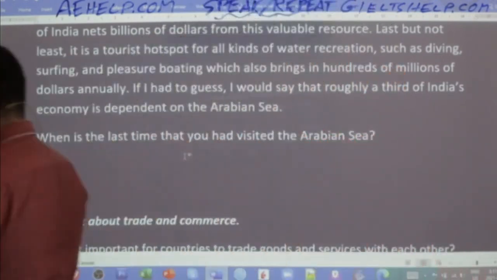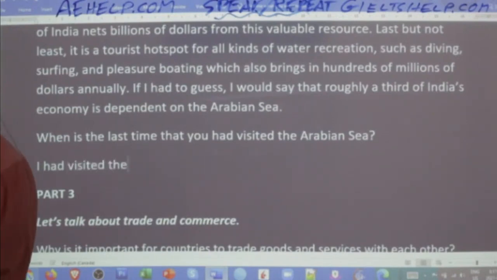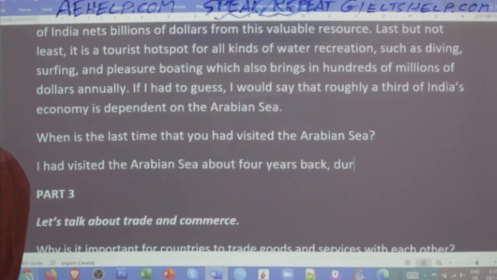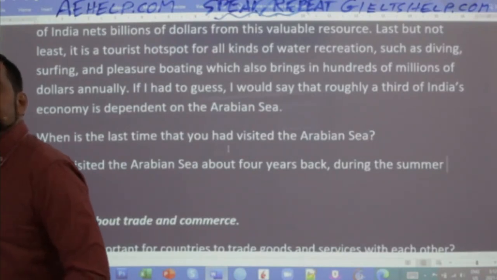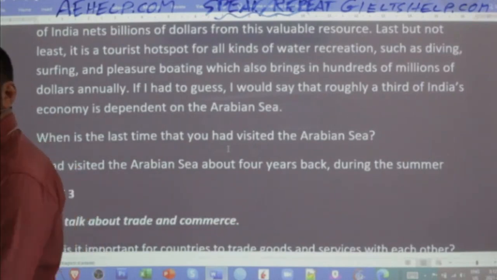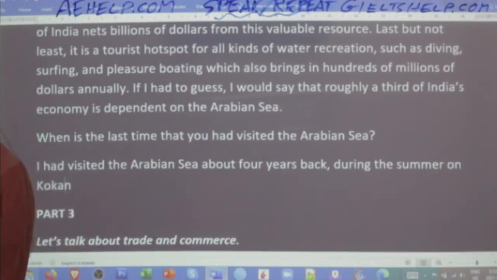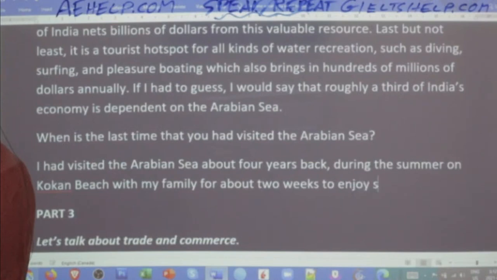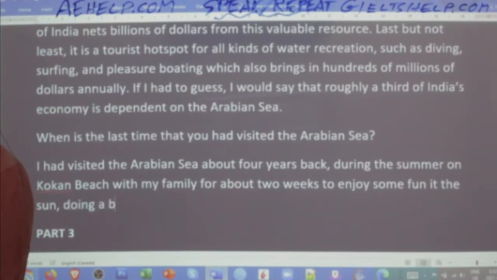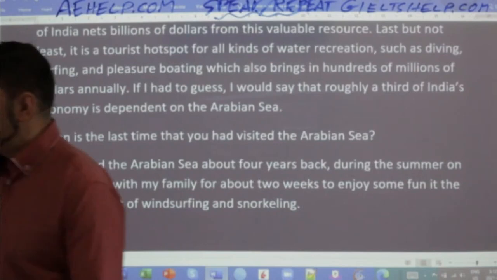Very good. So I had visited the Arabian Sea about 4 years back during the summer on Kokon Beach with my family for about 2 weeks to enjoy some fun in the sun, doing a bit of windsurfing and snorkeling. All right, details get you points.